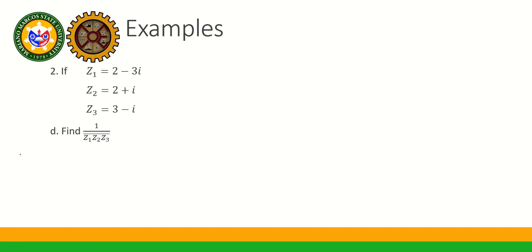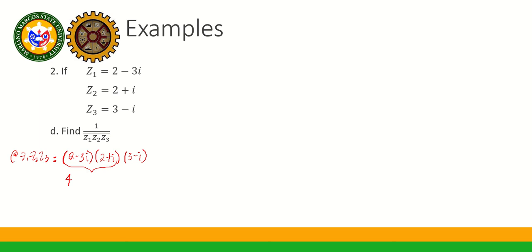Okay, so at z sub 1, z sub 2, z sub 3, this will be equal to 2 minus 3i times 2 plus i times 3 minus i. So, ito muna yung unahin natin, this one. So, this will be equal to 4.